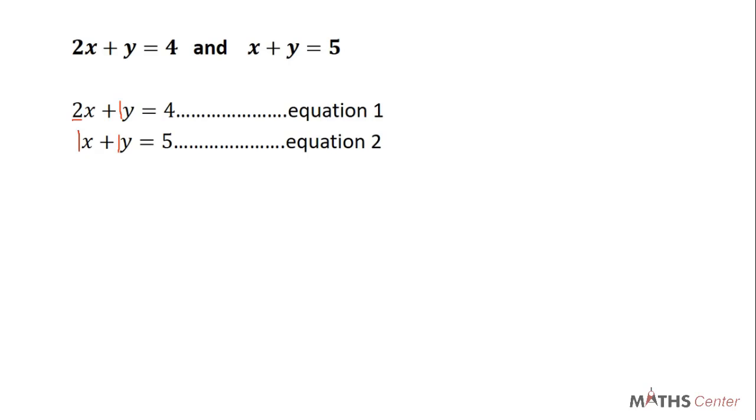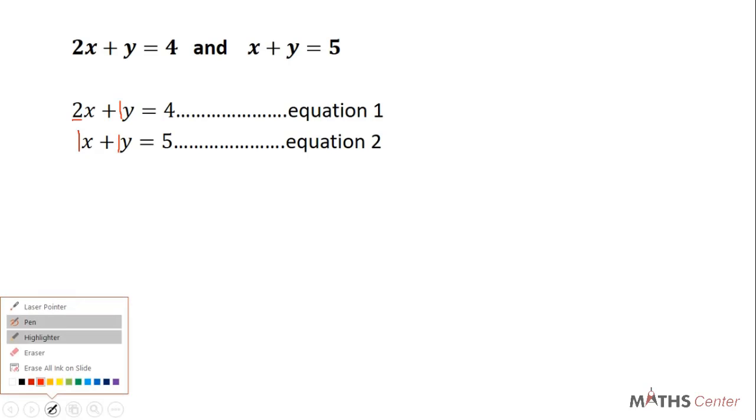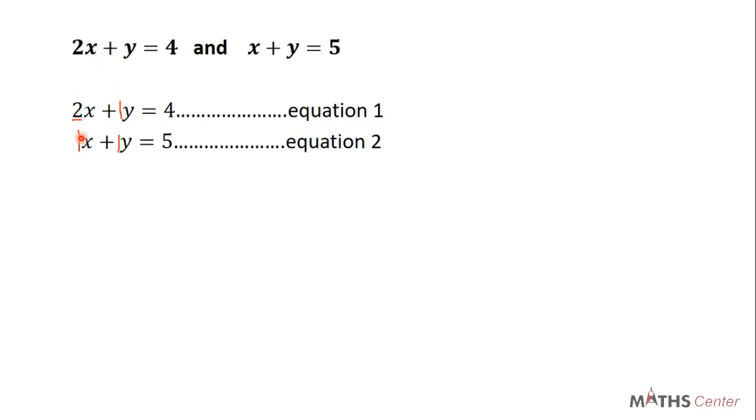Now, after you've done that, eliminate or cancel out the variable that has the same coefficient in both equations. You can see from here that the coefficient of x in the first equation is 2, but the coefficient of x in the second equation is 1. So they don't have the same coefficient. X doesn't have the same coefficient in both equations. But y, on the other hand, has a coefficient of 1 in the first equation and a coefficient of 1 in the second equation. It has the same coefficient in both equations.